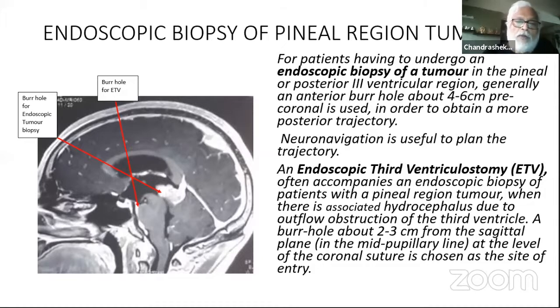If you want to combine it with endoscopic third ventriculostomy, and I think most of the time you choose endoscopic biopsy in patients who have larger ventricles and who require a CSF diversion procedure, then usually you do a burr hole about 2 to 3 centimeters in the sagittal plane in the mid-pupillary line, and that usually suffices if the foramen of Monro is large enough to do both. We'll just see an example.